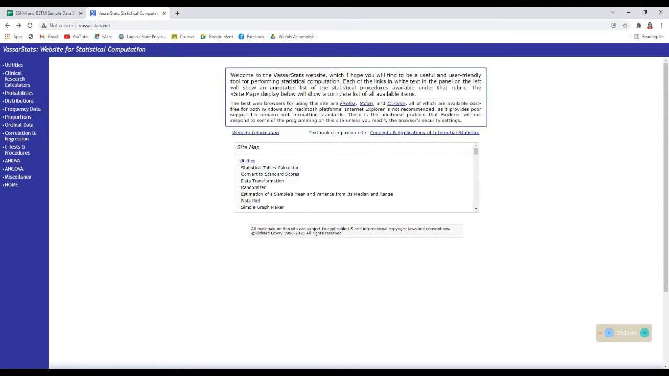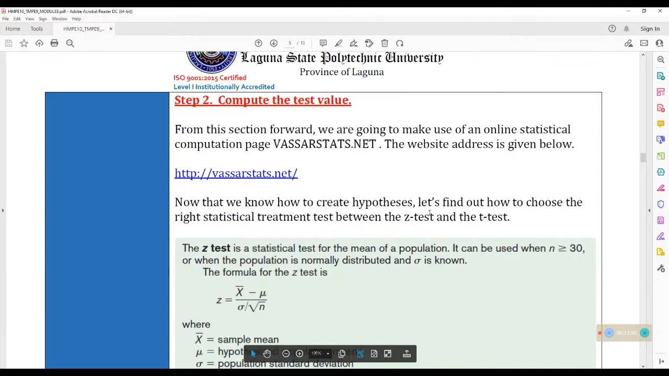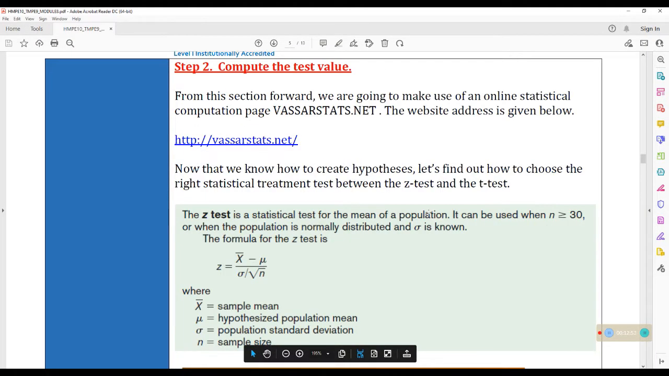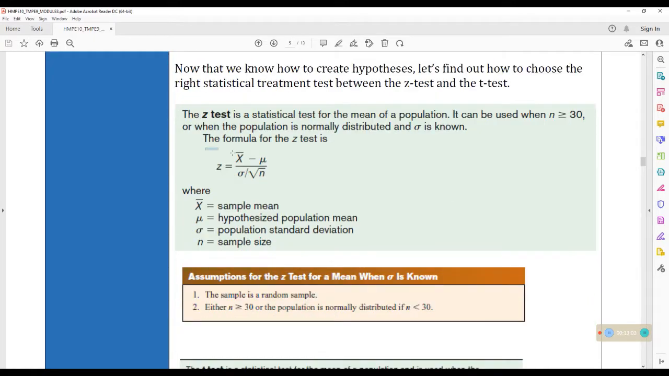Okay, balik tayo sa discussion. Now that we know how to create hypothesis, let's find out how to choose the right statistical treatment tests between the z-test and the t-test. So, ito si z-test. Ito yung formula kung magmamano-mano kayo. Ang mga required dyan ay sample mean, hypothesized population mean, yung population standard deviation, at saka yung sample size.